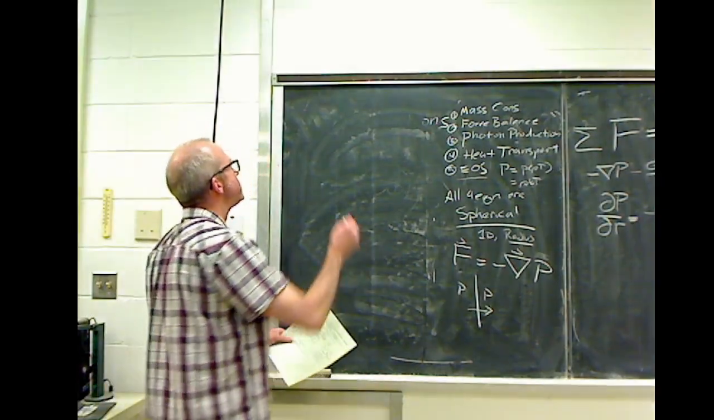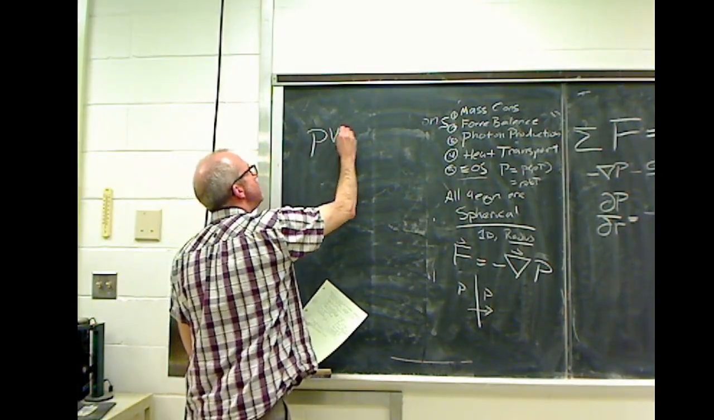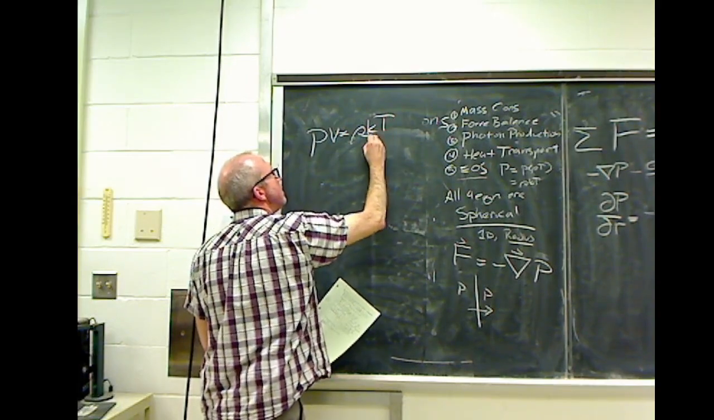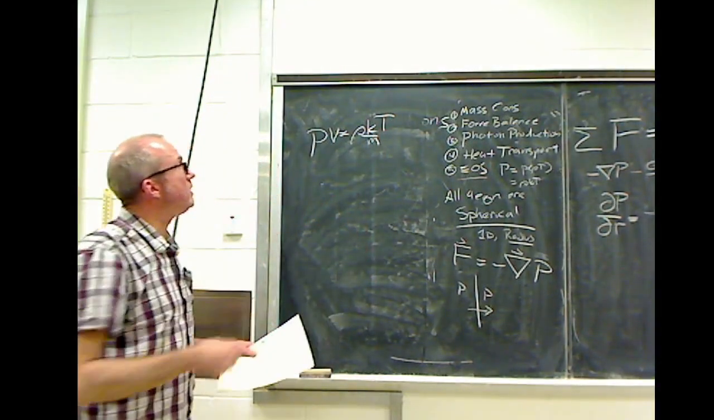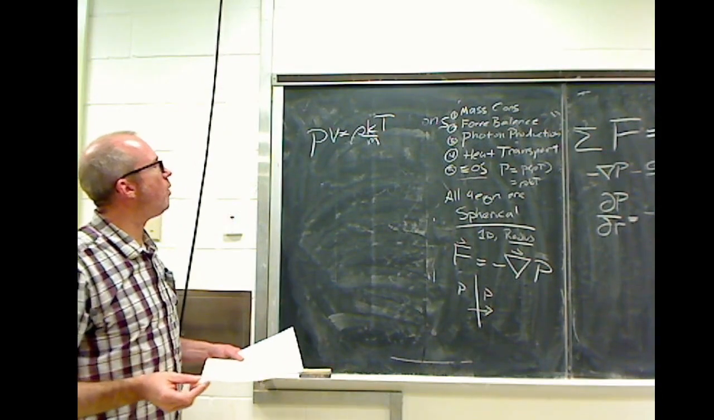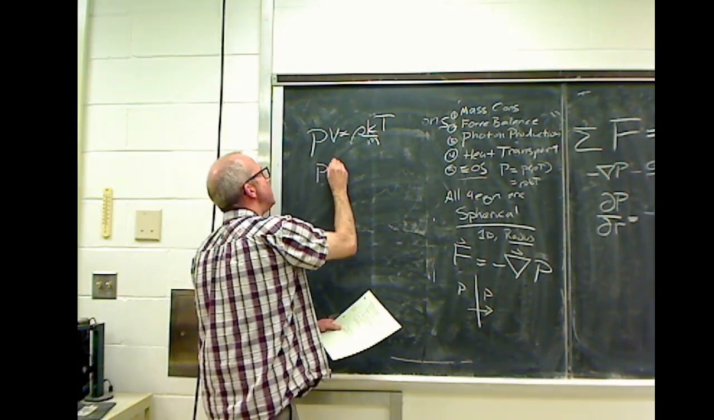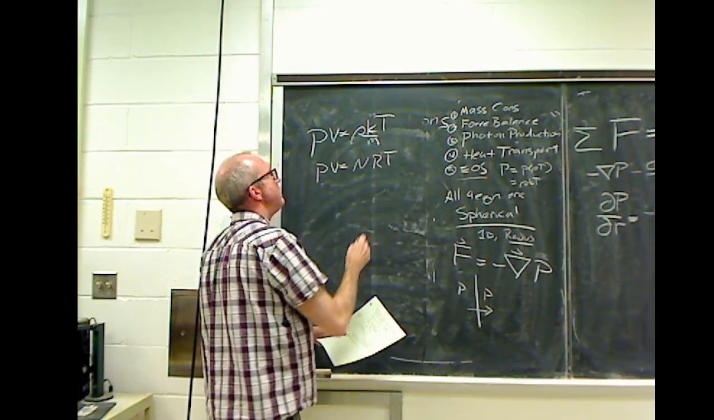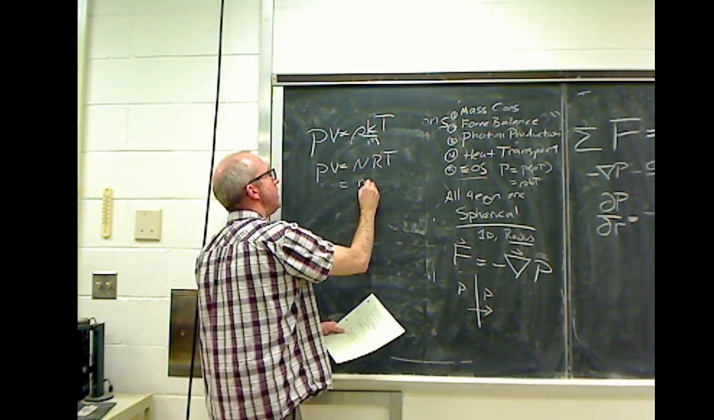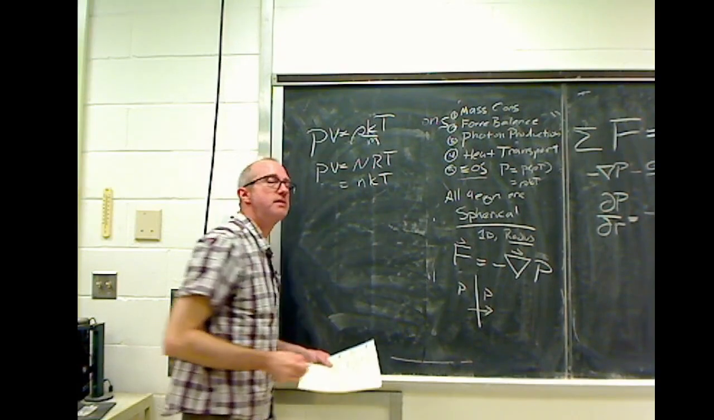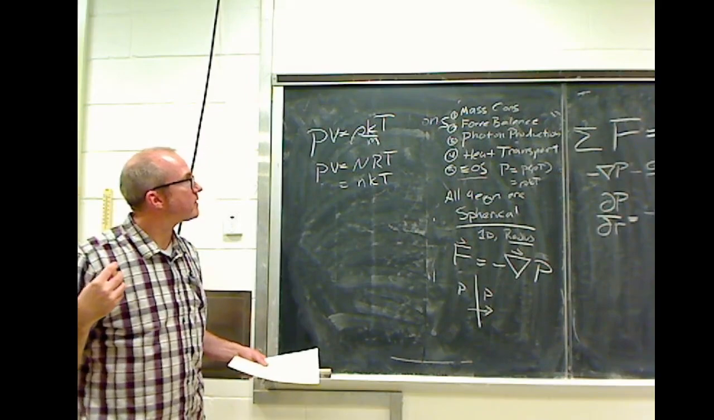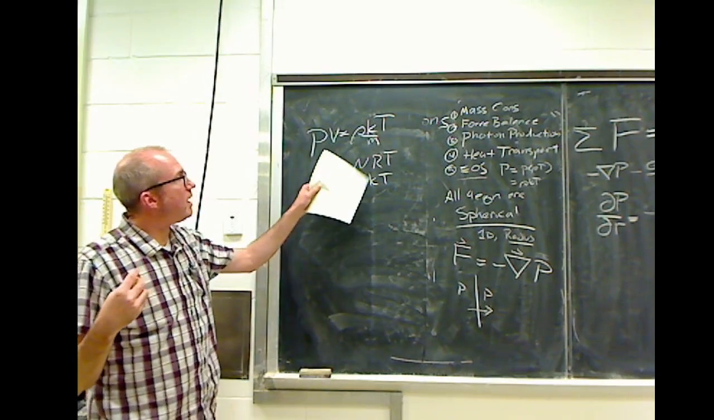So the easiest equation of state to use is PV equals rho KT over M, or PV equals nRT, or little n KT. These all make sense? Let's stick with the top one.